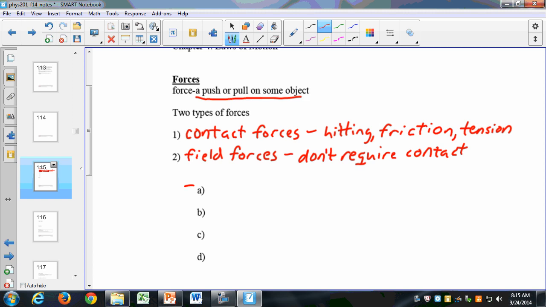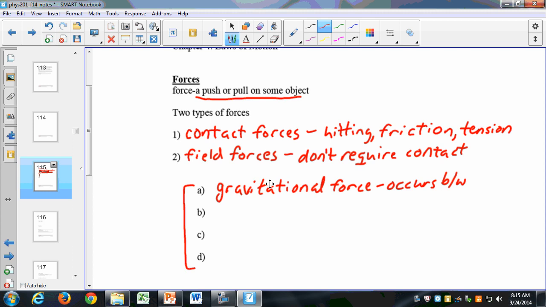When we're talking about field forces, there are four types. There is the gravitational force, which occurs between objects of mass. So it's not just between you and the planet Earth, it's also between you and any other object of mass. So there is a gravitational force between each of you right now.